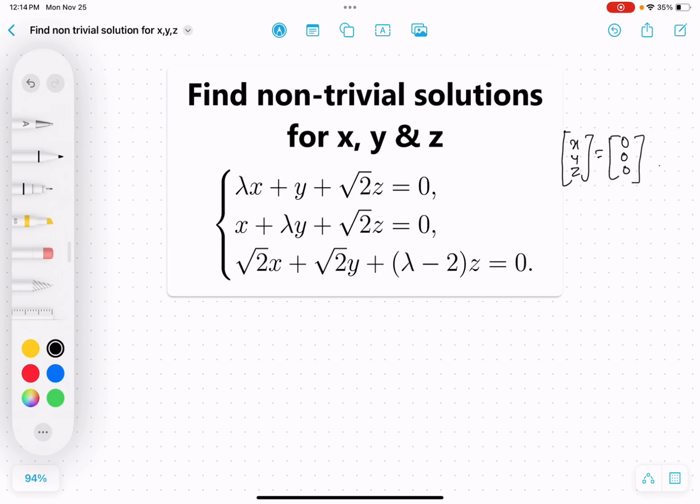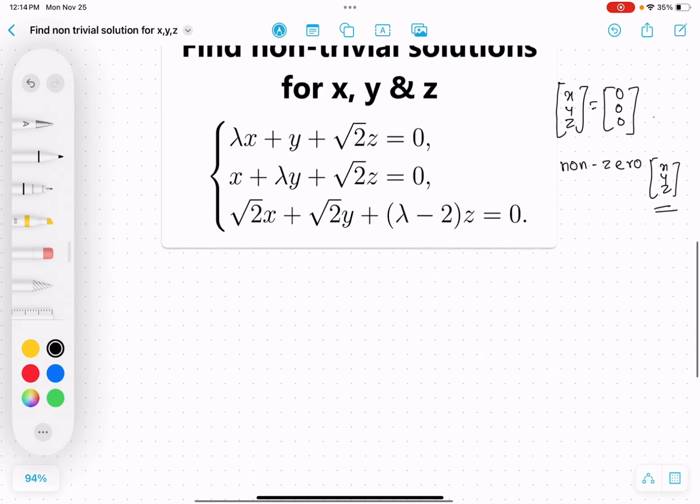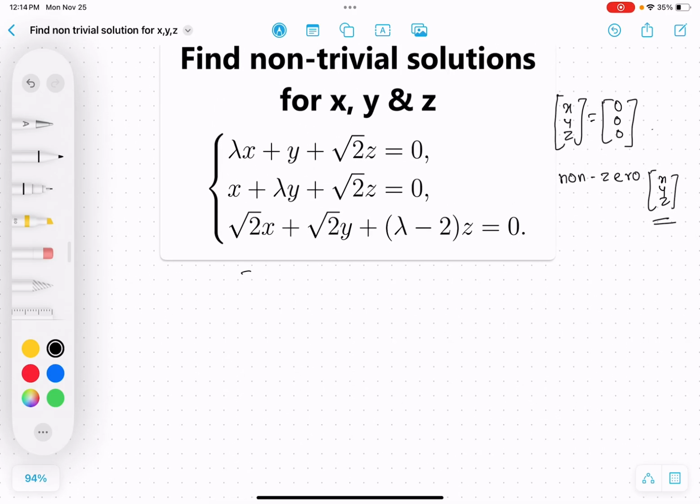That's definitely a solution over here because that satisfies all three equations, right? But we want non-trivial solutions. That means non-zero x, y, z. We want non-zero x, y, z. So first of all, let me write it in matrix form so that it will be easier to analyze or visualize. I guess you know how to write in matrix form, right?